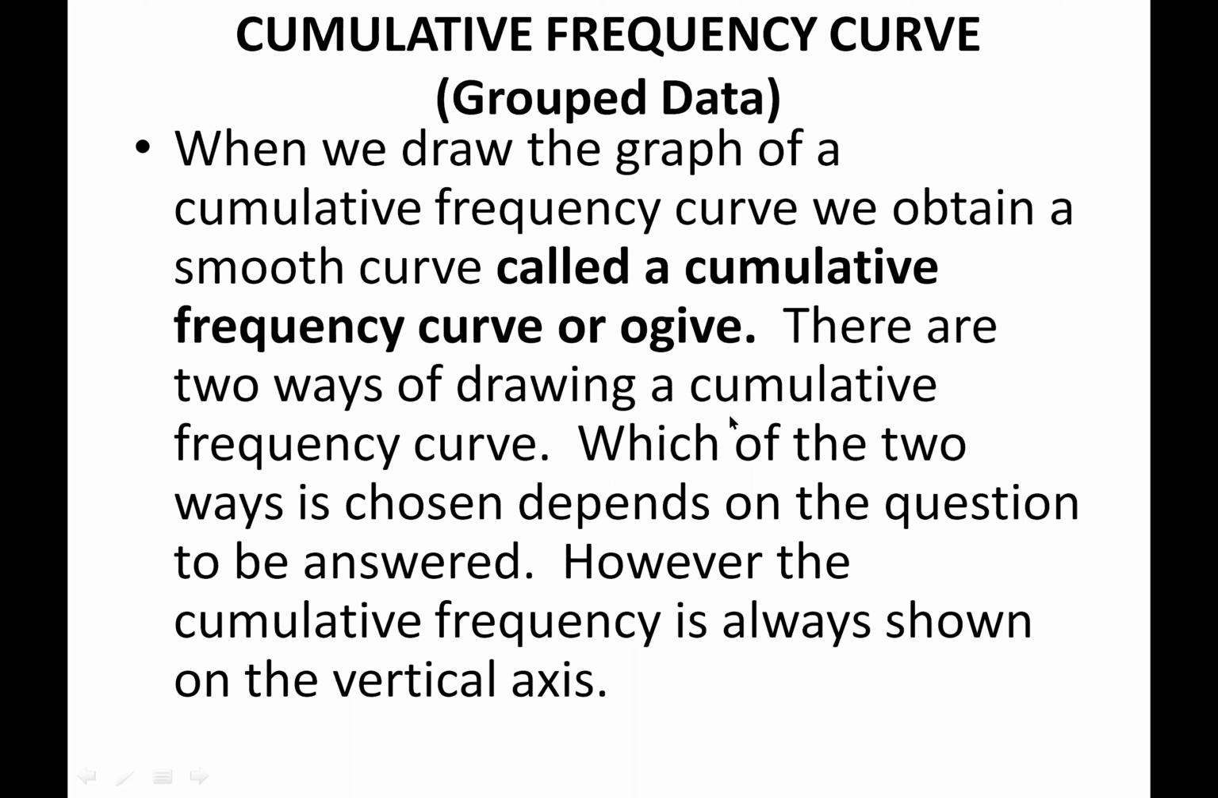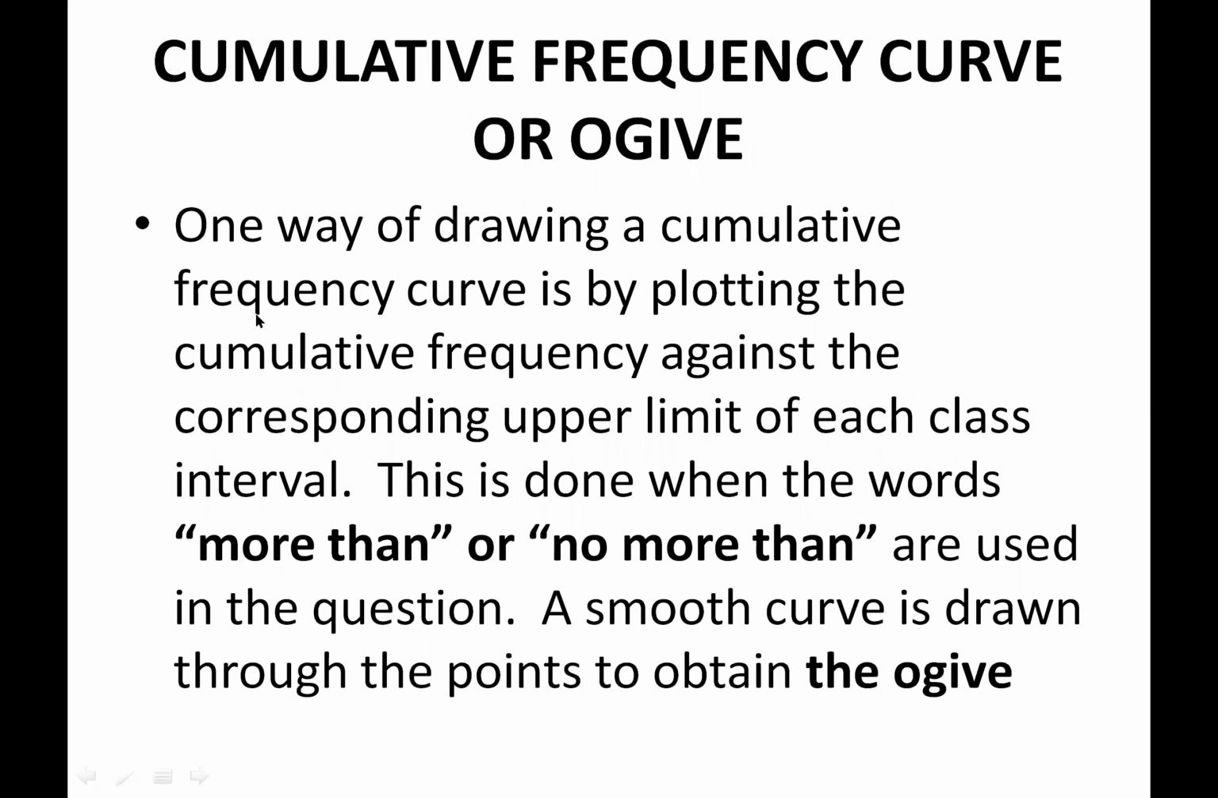And there are really two ways of drawing cumulative frequency curves or ogives. To determine which of the two ways we choose, it depends on the questions that we have to answer. But whenever we draw it, no matter what the question is, the cumulative frequency is always shown on the vertical axis. One way of drawing a cumulative frequency curve is by plotting the cumulative frequency on the y-axis against the corresponding upper limit of each class interval. This is done when the words more than or no more than are used in the question. So you must read through the question and see if these words or equivalent words are being used.